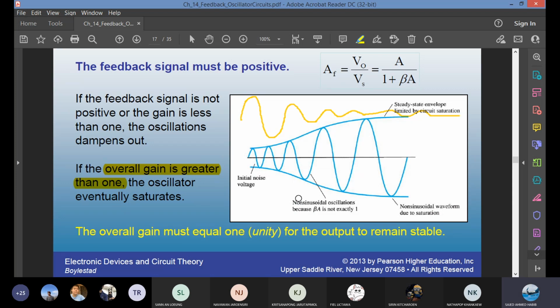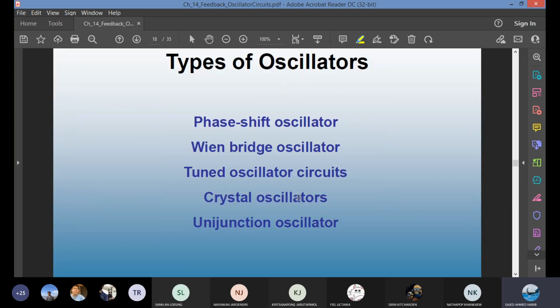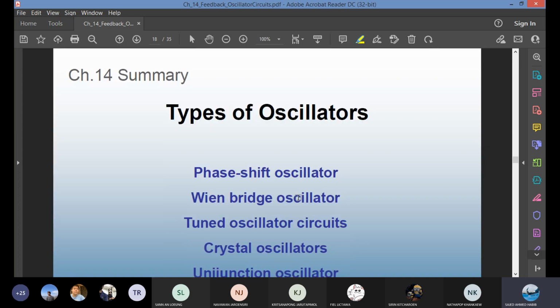So we studied the basics of feedback. The chapter is about feedback and oscillators. In the next round, we will look at some oscillator networks: phase shift, Wien bridge, tuned oscillator, crystal and unijunction oscillator. The last two subtopics are mostly descriptive, but we have problems to solve from the first three types.